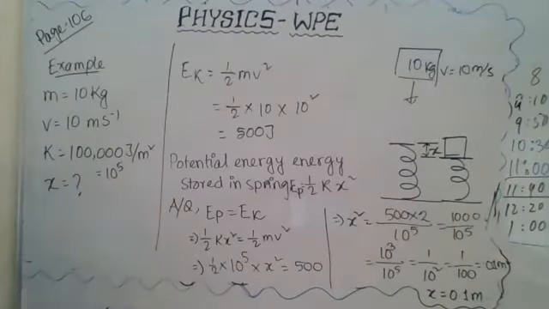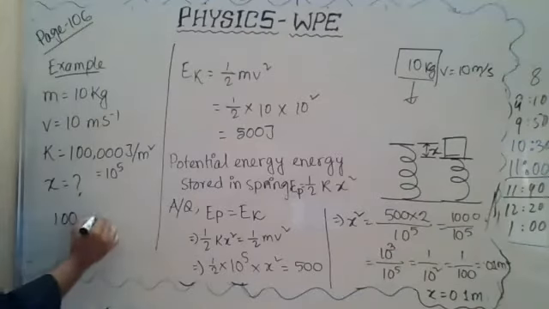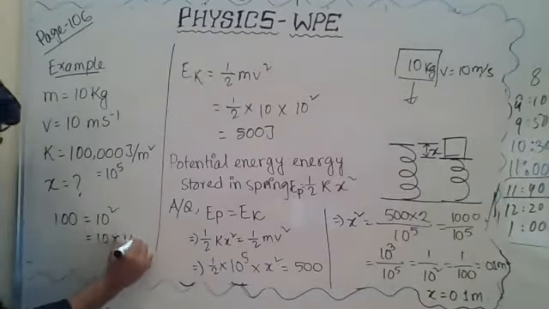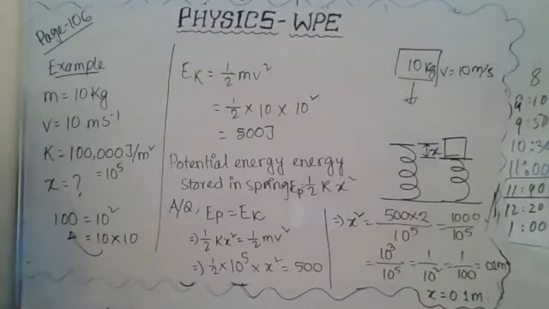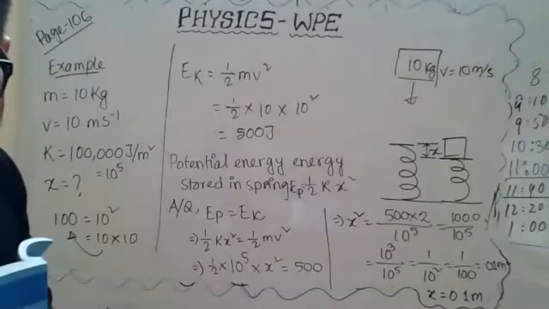This one is short form. If you have 100, right? After 1, how many zeros do you have? 2, right? You can write it as 10 square. 10 square means what? 10 into 10, and 10 into 10 gives you 100 only. Then, Robin, any other doubt you have?